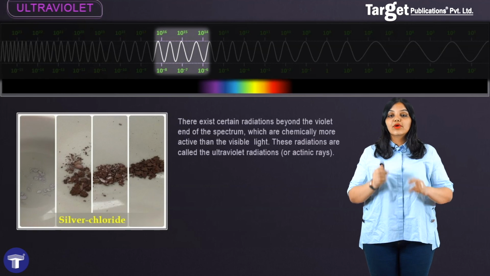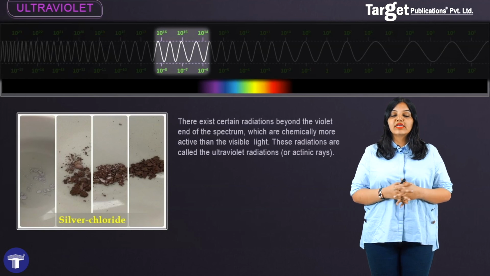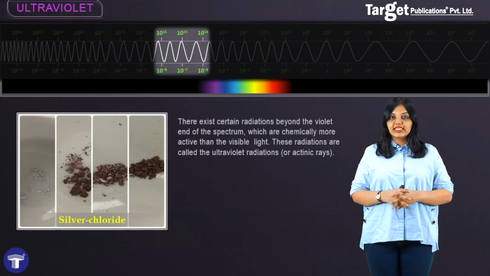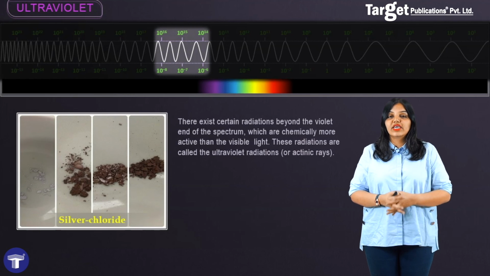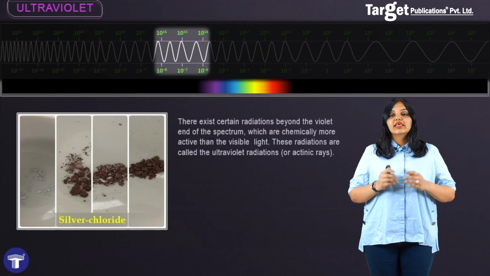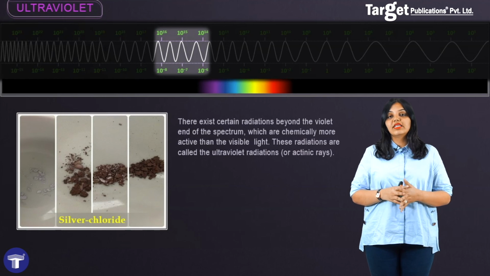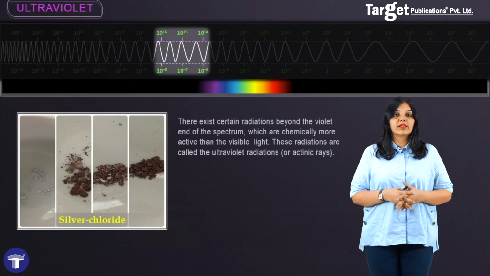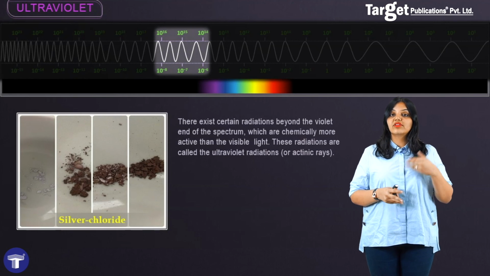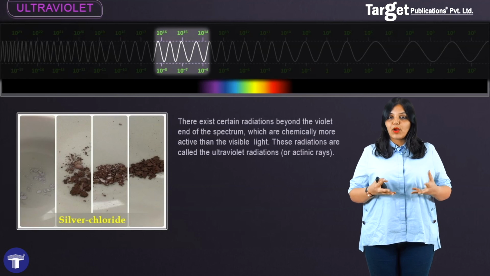And therefore, he concluded that there must be some portion beyond the violet end of the visible spectrum where these rays are chemically more active than visible light, and these very chemically active rays came to be known as ultraviolet radiations or actinic rays. Thus, we can see that the radiations which lie beyond the violet end of the visible light spectrum are known for their chemical properties. However, the portion of the spectrum which was on the red end of the visible light was known for its heating properties.